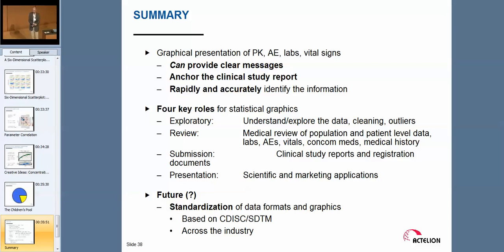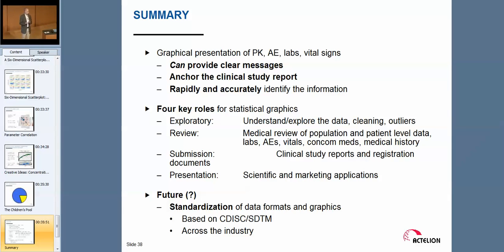Okay, moving to the summary. 1 minute left, so that'll be spot on. Graphical presentations of PK data, AE data, lab data, vital signs data can provide clear messages. They can also provide very unclear messages, to the extent that they confuse people, but they can actually help the interpretation a great deal. It anchors the clinical study report.